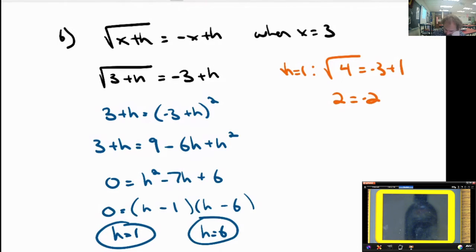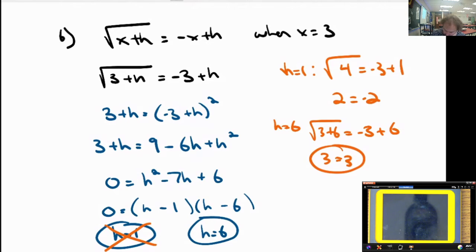So even though it looks like it should work, it actually doesn't. That's called an extraneous solution. But if h equals 6, it totally works. You get the square root of 6 plus 3 plus 6, which is 9, and negative 3 plus 6, which is 3. You get 3 equals 3, so it totally works. So it's h is 6. That's what it's got to be. Pretty cool. Let's keep going.